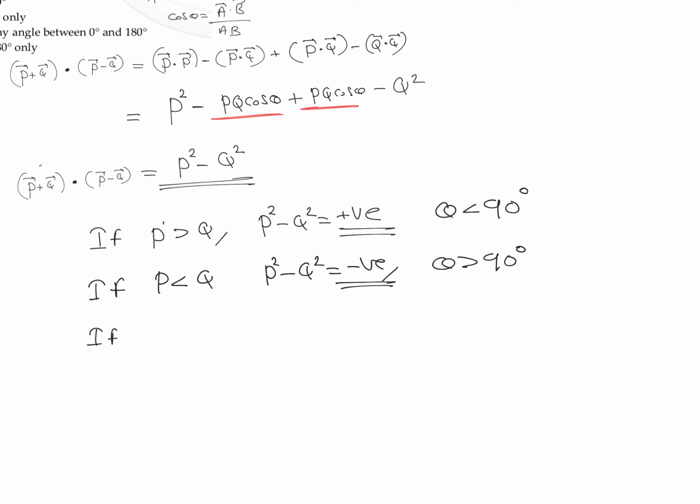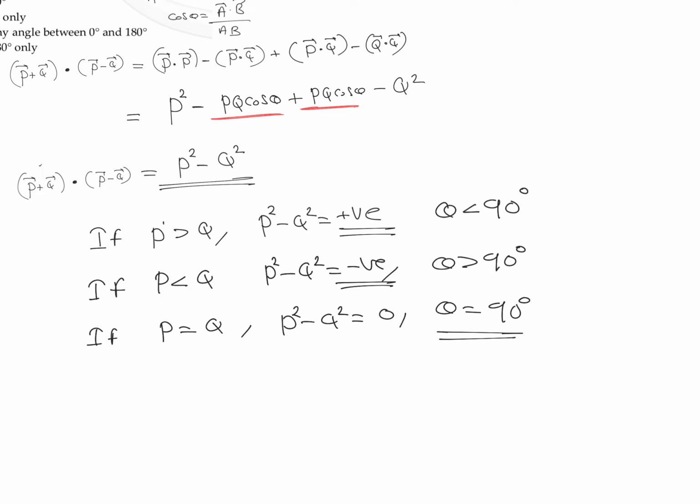There is one more possibility: if P is equal to Q, then P square minus Q square is 0, and the value of theta is 90 degrees. Remember that A dot B, or AB cos theta, is equal to 0 when theta is 90 degrees, positive when theta is less than 90, and negative when theta is greater than 90 degrees.